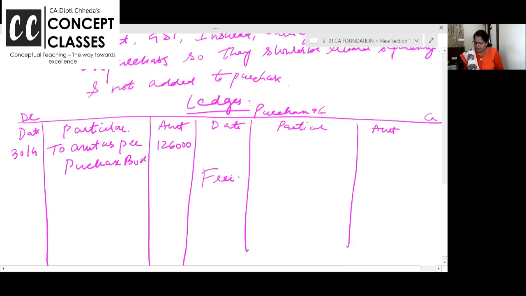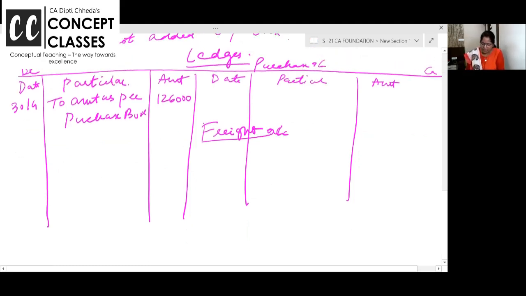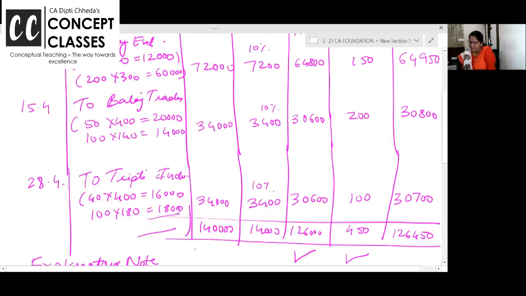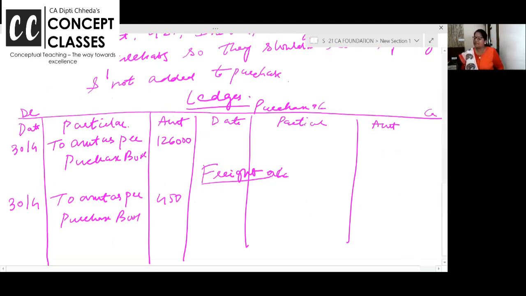Next ledger you all open is freight account. Freight account. Is my speed fine? You all are able to make with me? Again, 30th of April, last day, to amount as per purchase book. How much is the total freight? Look at the screen now, 450. Post everything together. Throughout the month, 15 times you have paid freight. You can post everything at a time.